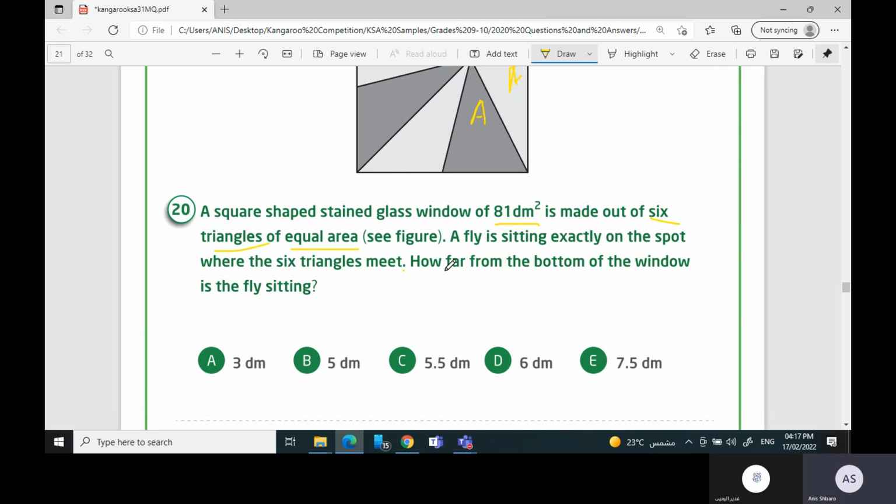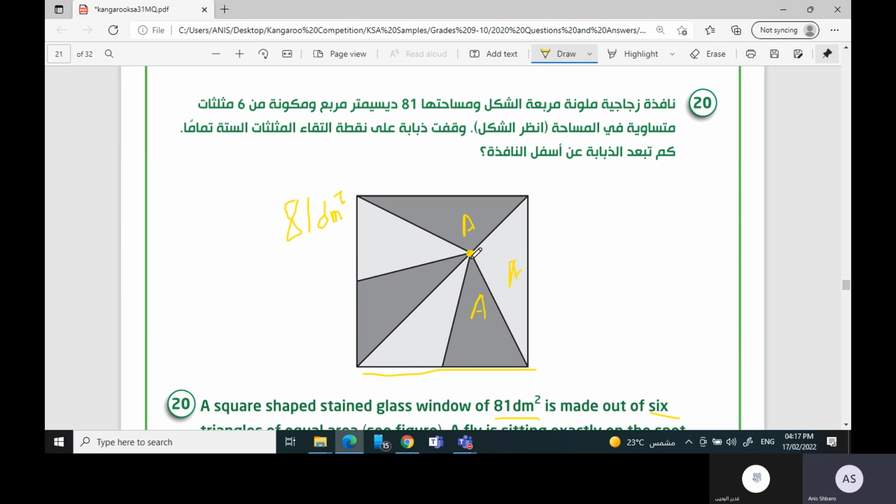Now, what do they want? How far from the bottom of the window is the fly sitting? So I need to find this distance. Okay, so I can clearly relate a lot of stuff.